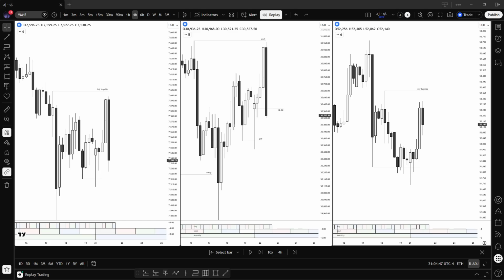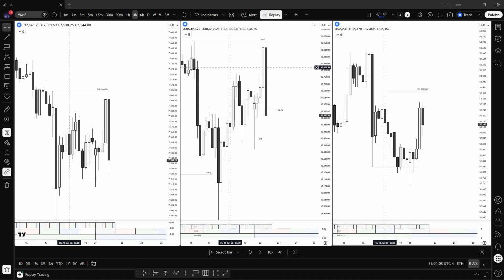All right, so this is June 22nd, Monday, 2026, and this will be a market review in the eyes of ICT, Power 3, and quarterly theory. No trades were taken today, nothing that I found high probable, but we will go over it regardless.